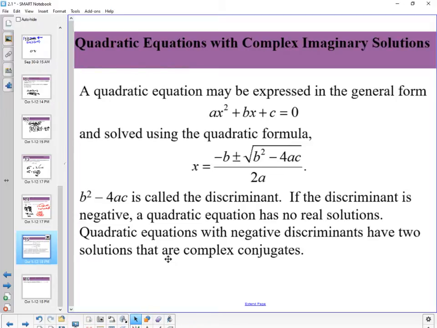1, 2, 3. X equals opposite of B plus or minus the square root of B squared minus 4AC, all over 2A.